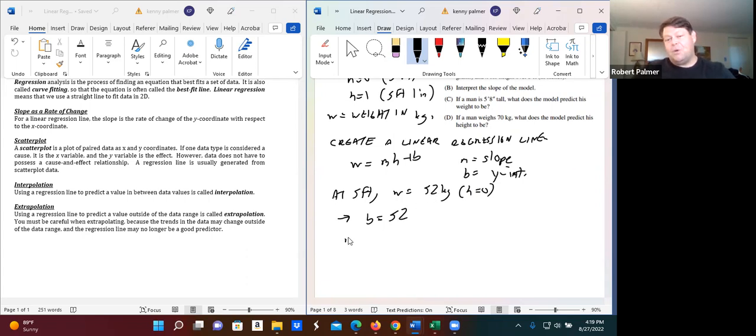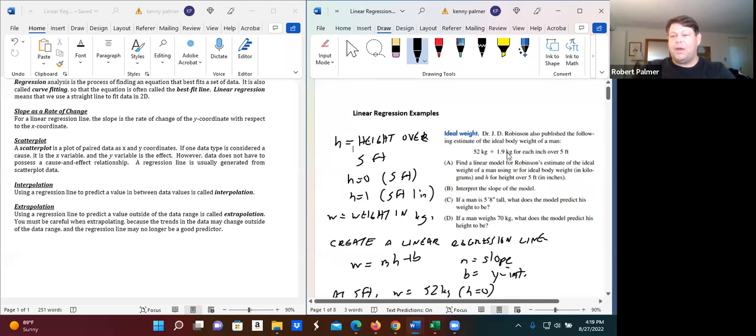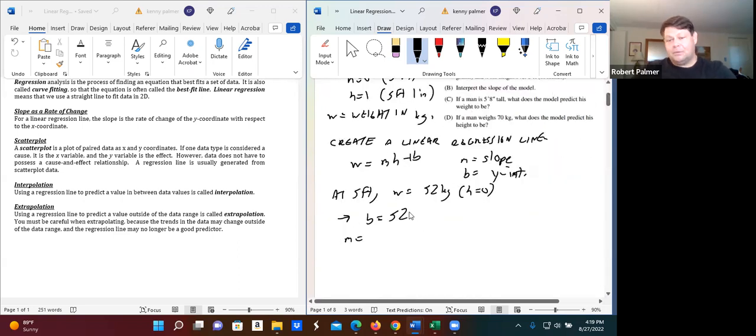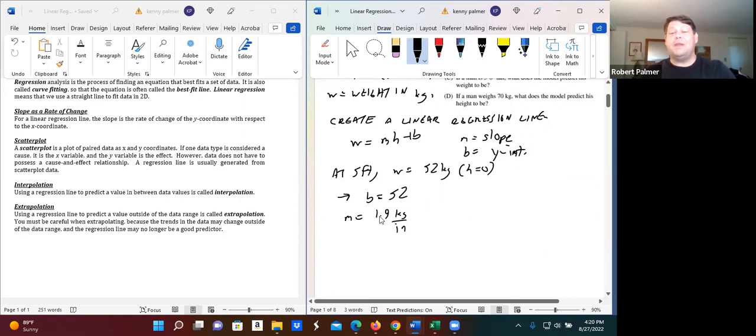Now our slope, M, it gives us that as well. The slope says it's increasing 1.9 kilograms for every inch over 5 feet. So the slope is equal to 1.9 kilograms per inch. Hopefully that makes sense. For every inch you increase, weight increases by 1.9 kilograms, and that's positive because you're increasing. If it was decreasing, it would be negative.